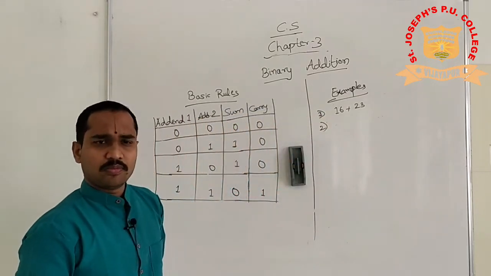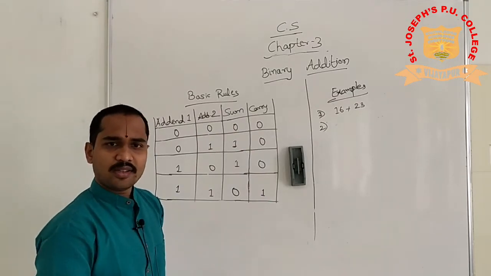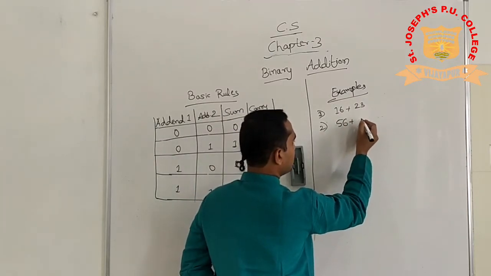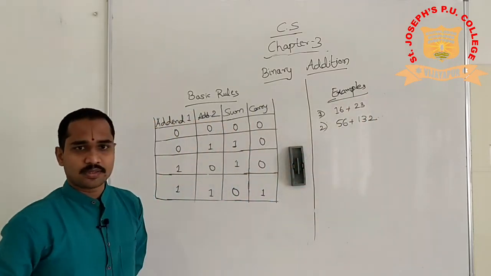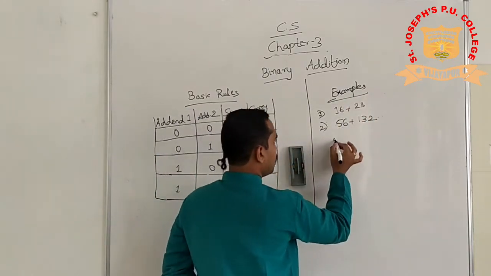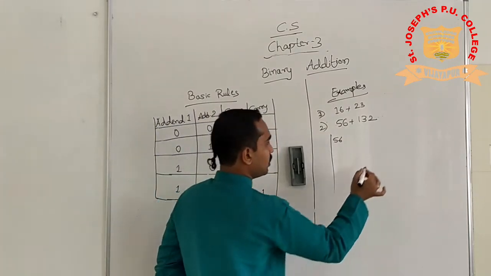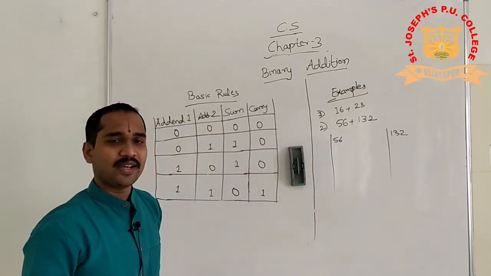Any two decimal numbers you take, convert them to binary and write the result. Simple thing. 56 plus 132. These two are the numbers. First what you have to do? Convert this 56 into binary. Correct? Then convert this 132 into binary and add them.